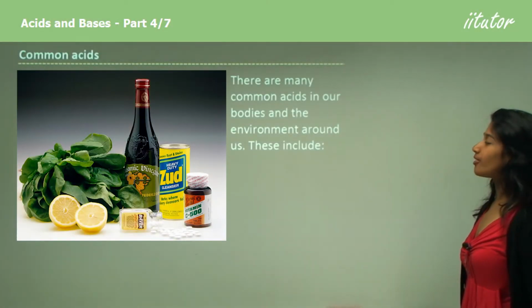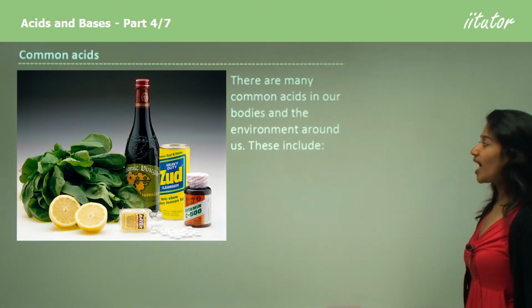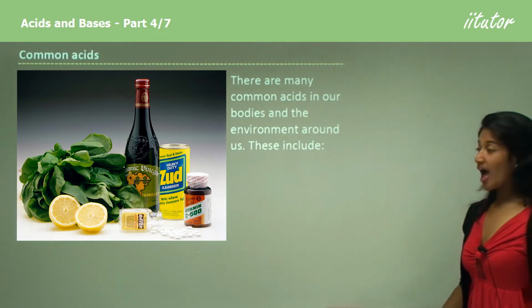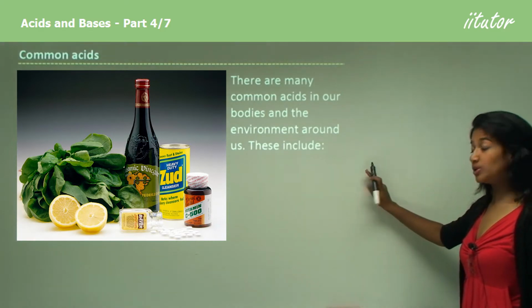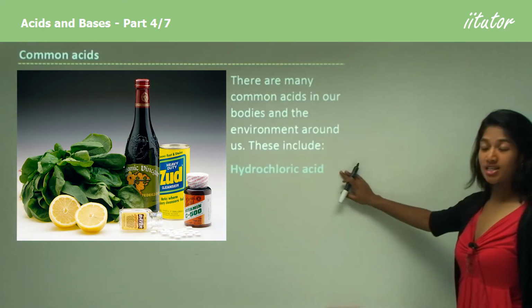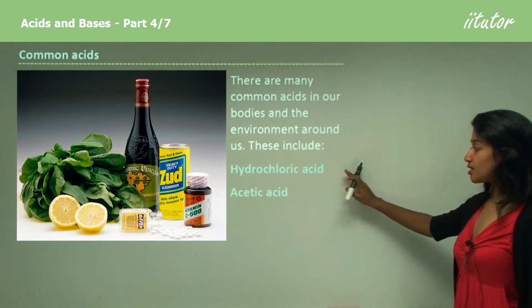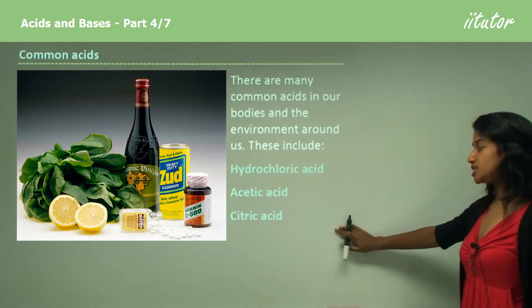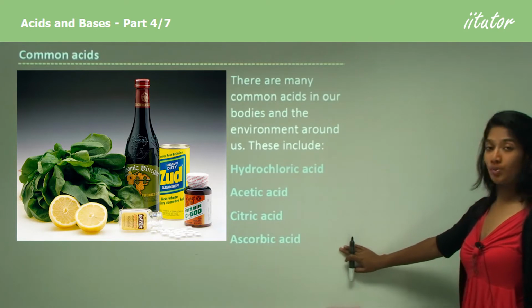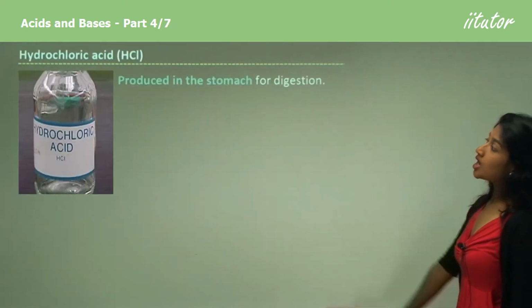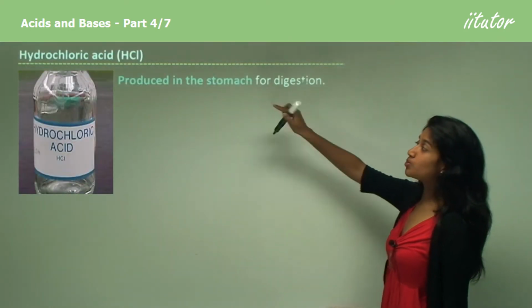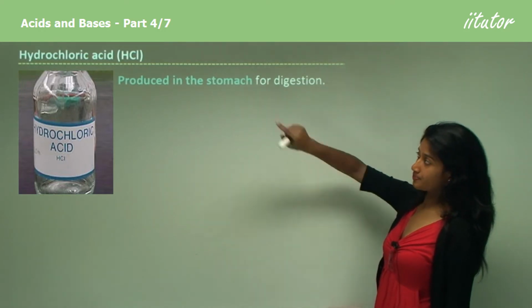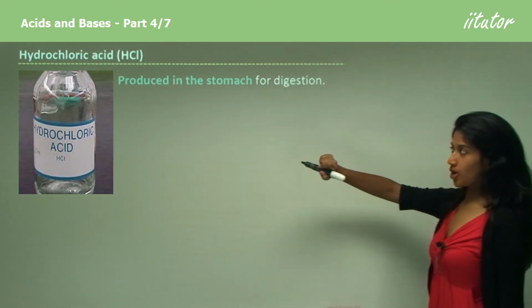Common acids. There are many common acids in our bodies and the environment around us, and we will look through a few. For example, hydrochloric acid, acetic acid, citric acid, and ascorbic acid. Looking at hydrochloric acid, you would need to know how to write the chemical formula for hydrochloric acid.